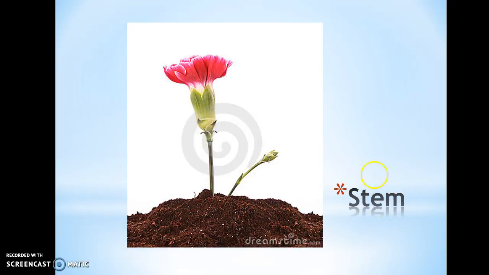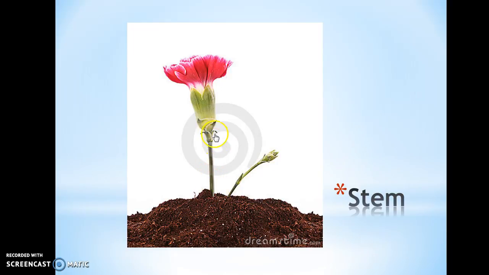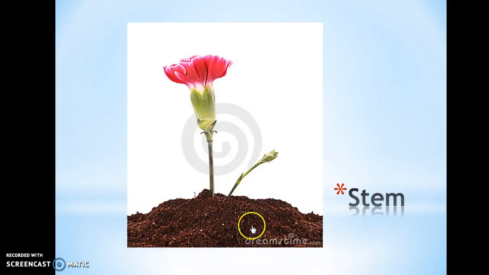The next part is the stem. I think all of us know what the stem is. So right here, okay. The function or the job of the stem is to hold the flower up, but also to take in any water and nutrients from the ground and from the soil.